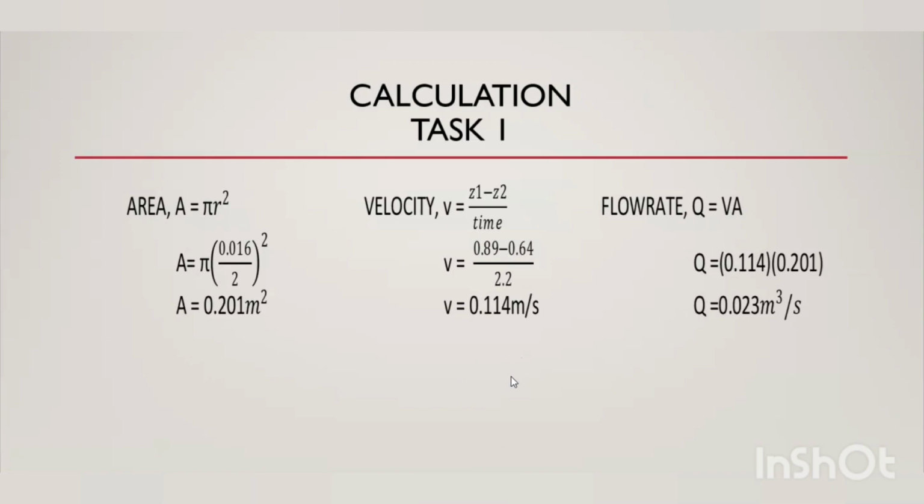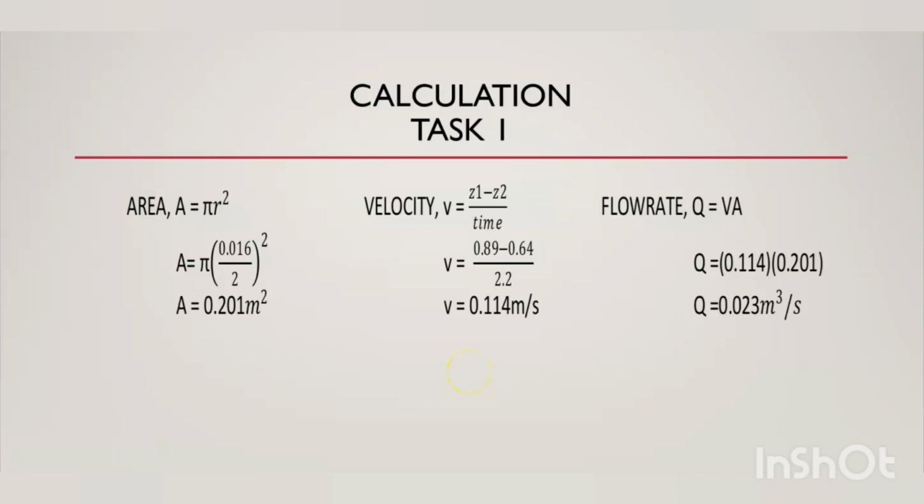Proceed to the calculation for task 1. We have to calculate the area of the pipe, the velocity of the water, and the flow rate of the water. So first we calculate the area by using the equation pi r squared. The radius we got from the data is 0.016 over 2, because this 0.016 is the diameter of the pipe, and 0.201 meter square is the area of the pipe.